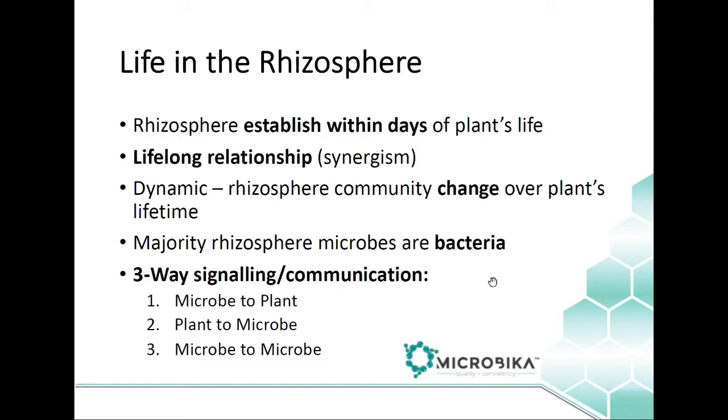And if we look at the signaling in the rhizosphere, there's a three-way signaling or communication between the microbes and the plants. So first of all, there's plant to microbe signaling. So how the microbes communicate with the plant, then how the plant communicates back to the microbe, and then how microbes signal to each other.